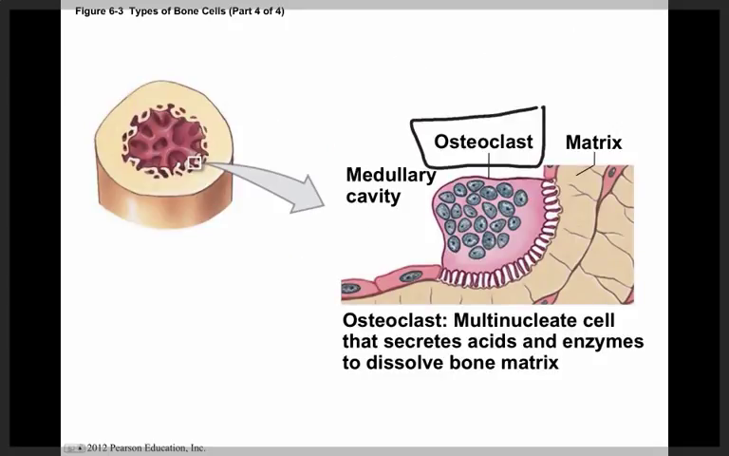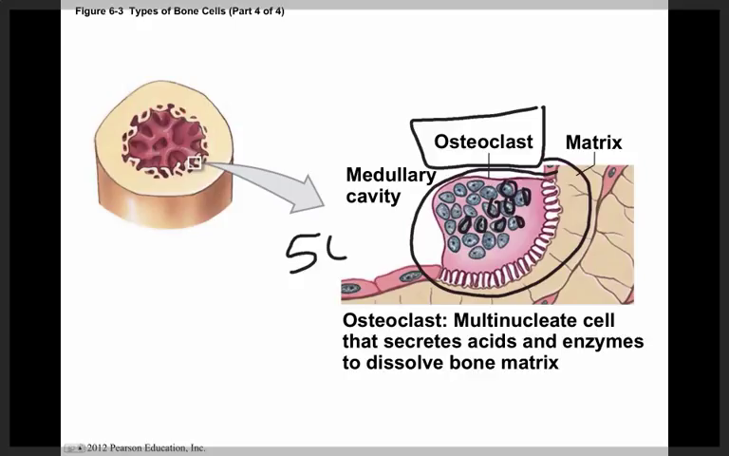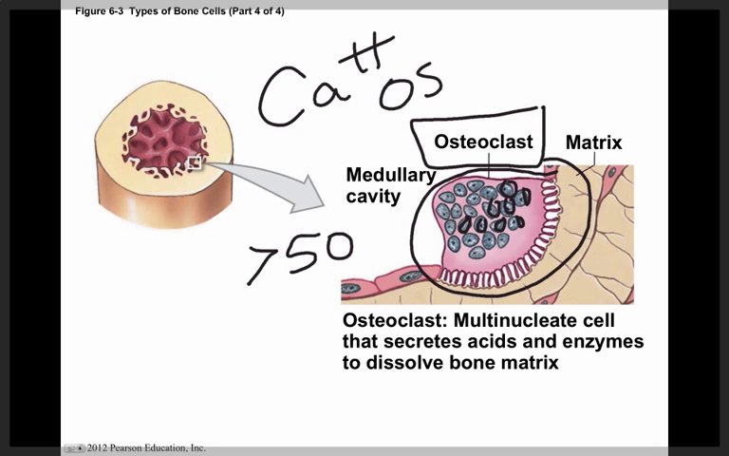The osteoclast is a bone cell that's a very giant cell. We can see that here. That has many nuclei, so it's multinucleated. There can be 50 or more nuclei found in an osteoclast. The osteoclasts dissolve the matrix of bone. The acids and enzymes secreted by the osteoclast dissolve the matrix and release the stored minerals like calcium into the blood. This process is called osteolysis.